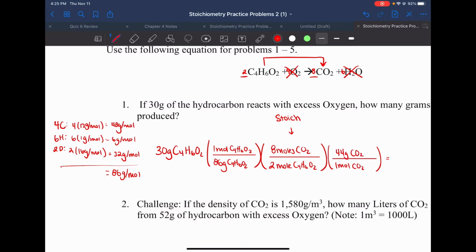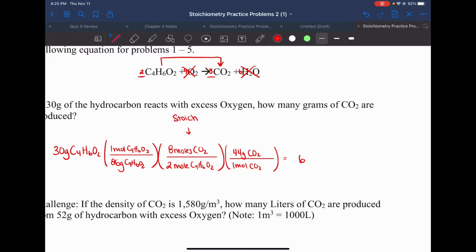So our answer should be 30 times 8 times 44 divided by 86 times 2, which gives us 61.4 grams of CO2 produced.